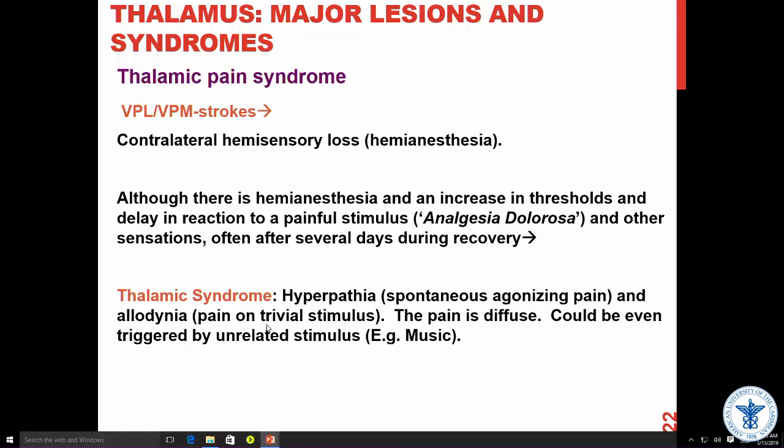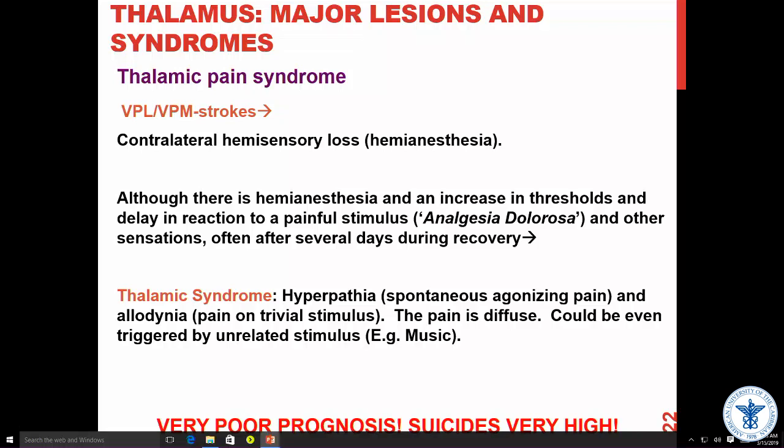Allodynia, pain on trivial stimulus. It's paradoxical, right? You're saying there is no pain, there is no sensation, but then why do you get pain when there is a trivial stimulus? It's very difficult. This is typical of this so-called nociceptive pain or neurogenic pain. Pain is diffuse. Although it is one thalamus, it may have been right thalamus or left thalamus, but it becomes diffuse. It could even be triggered by things like music or something else, nothing related to touch. So, very poor prognosis and suicides are very high.